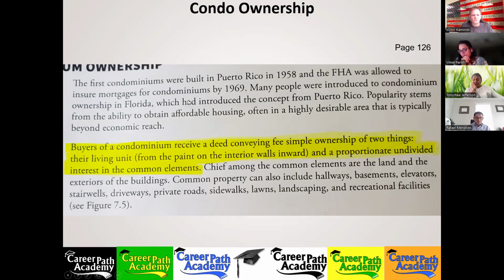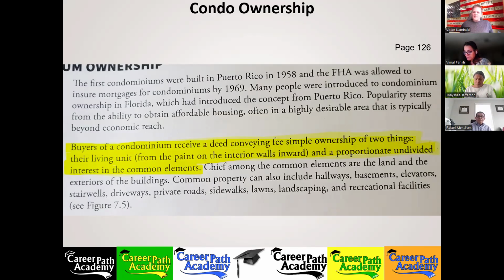reach of most. So buyers of condominiums receive a deed conveying fee simple ownership of two things. What is fee simple ownership? It's the highest form of ownership recognized by law, unrestricted ownership forever, right? So you get that fee simple ownership of only two things, though. From the paint on the interior walls inward, you can't go busting out the walls and messing with the pipes because those pipes are shared with the other unit owners as well, right? They're all connected to the same sewer pipes and water pipes. So, and a proportionate, undivided interest of the common area elements.